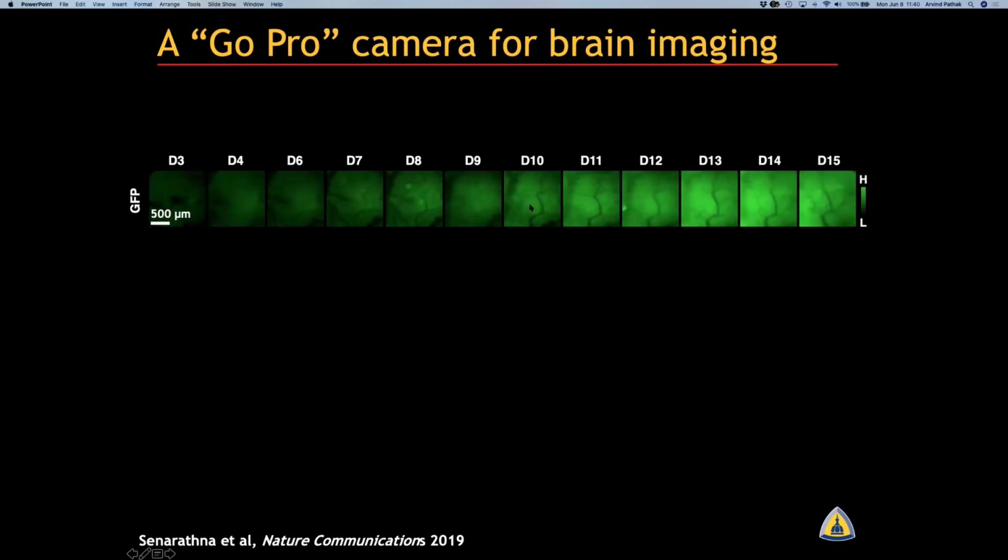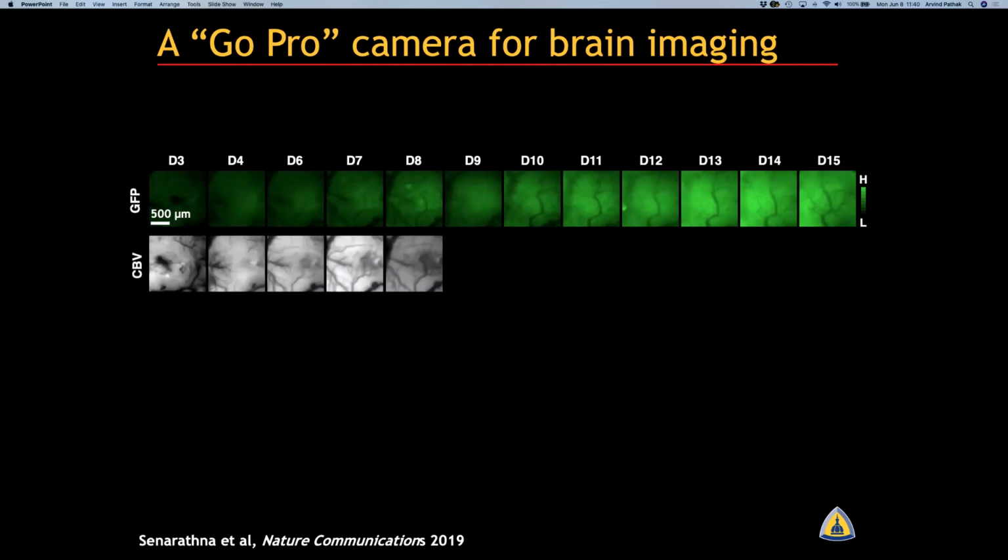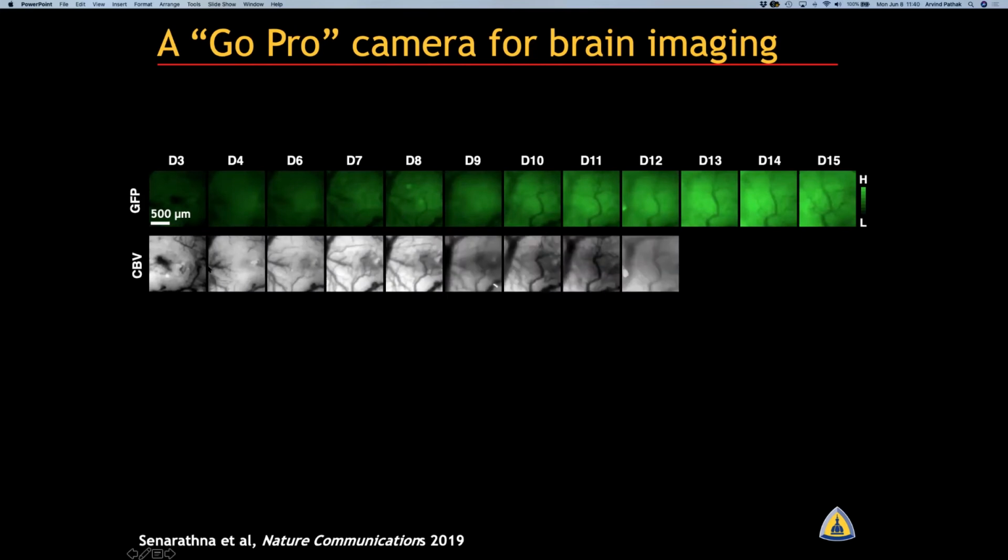So shown here on the top row are images taken through this window using the specialized camera, where we have brain cancer cells that are labeled with a green dye. So as you see, as the brain tumor progresses, the amount of green in your field of view increases, showing you that the tumor is expanding right under the camera. But then if you take a picture with this camera in another channel, you can actually see that there's a little injury where we put the cells.